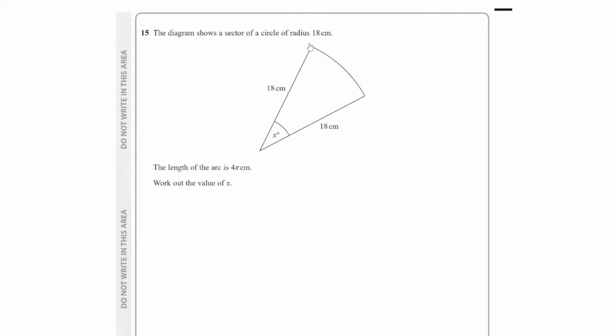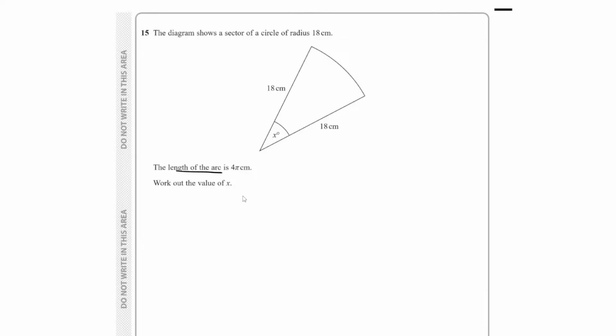The diagram shows a sector of a circle of radius 18. The length of the arc is 4 pi centimeters. Work out the value of x, so work out the angle. So we're going to have to do some reversing here, but what I tend to do is, whatever the context is, write that formula. So the context here is arc length, not area of a sector. It mostly is area, isn't it? So just be careful. It is arc length, not area.